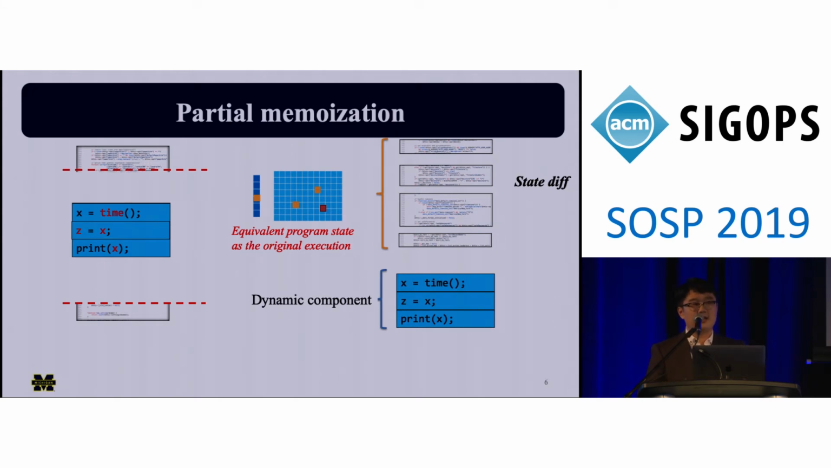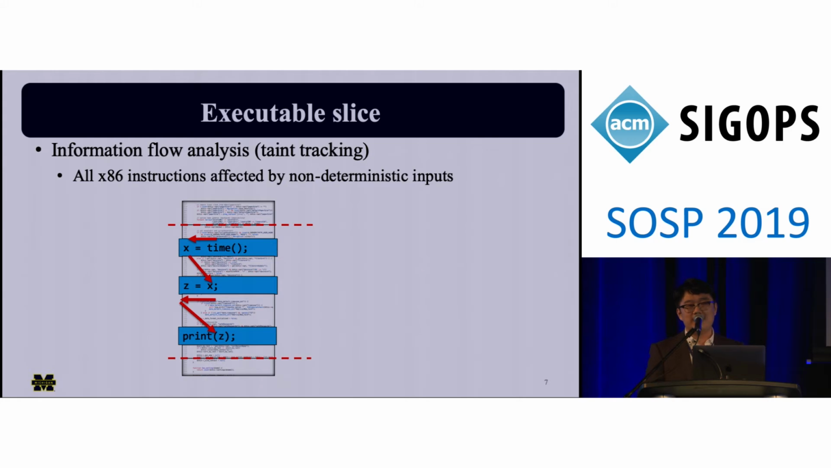So if this dynamic component is much smaller than the original code region, then we can accelerate this code region. In this talk, I will refer to this dynamic component as the executable slice. So you may wonder, how do we generate those slices in the first place? Well, we always start from nondeterministic inputs and use information flow tracking or taint tracking to include all x86 instructions affected by those inputs. In this example, the input might be the current time. Then we figure out all the instructions affected and the output that could be affected.